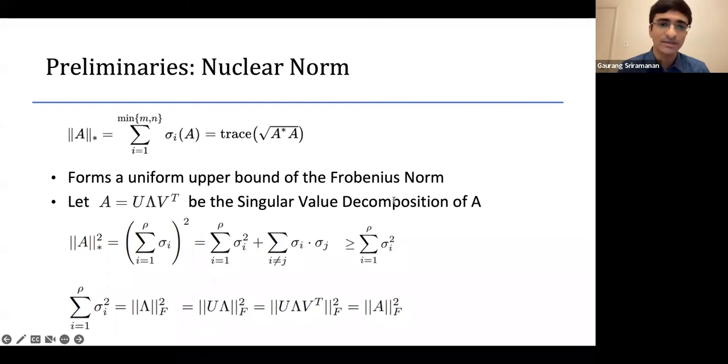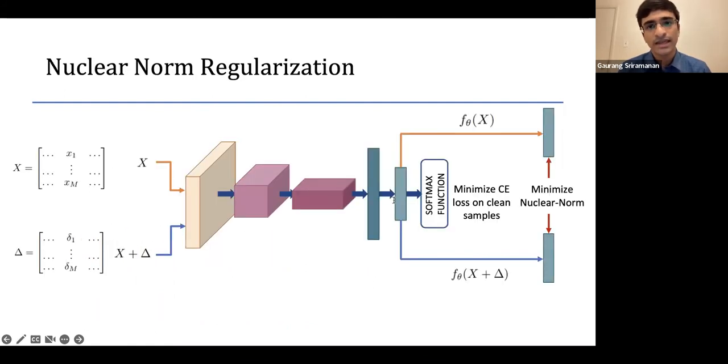Also importantly, it turns out the nuclear norm provides a tight convex relaxation for the rank of a matrix, and it's the tightest possible convex relaxation for the rank of the matrix. Because this tight relation is there, it's often used as a differentiable surrogate objective for rank, because rank itself is not exactly a differentiable objective.